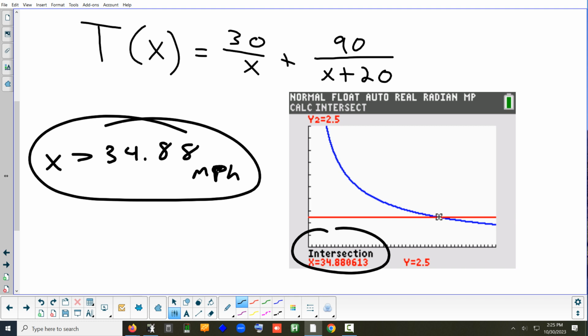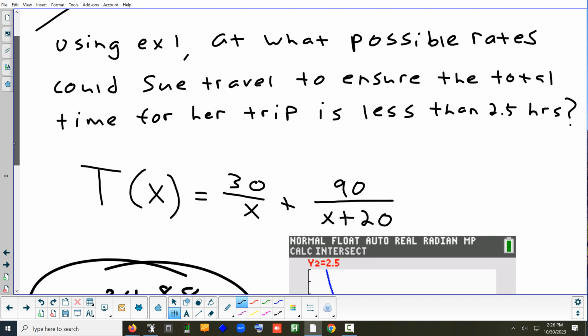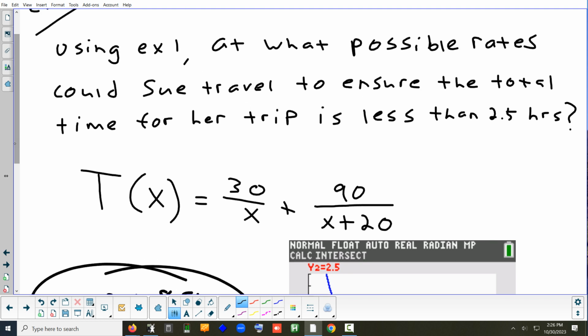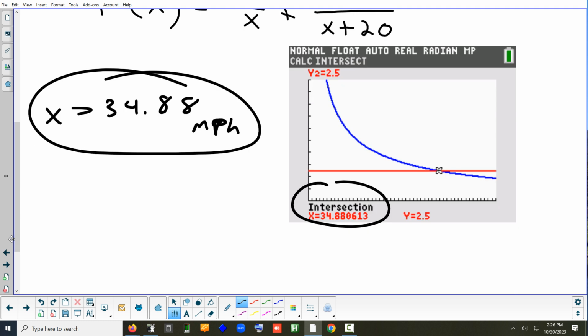miles per hour. Okay, any question why it has to be greater than 34.88 and not less? If she goes less than 34.88, she's going to be going too slow. It has to be that speed, or it has to be faster than that speed. If it said she could complete the trip in less than or equal to 2.5 hours, then I'd be okay with the equal there.